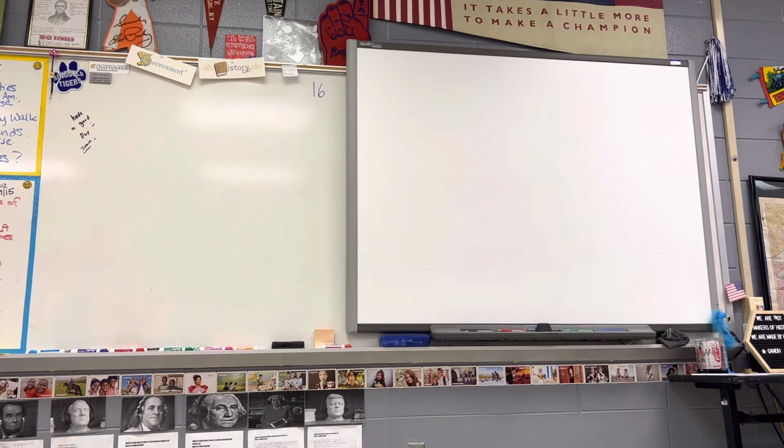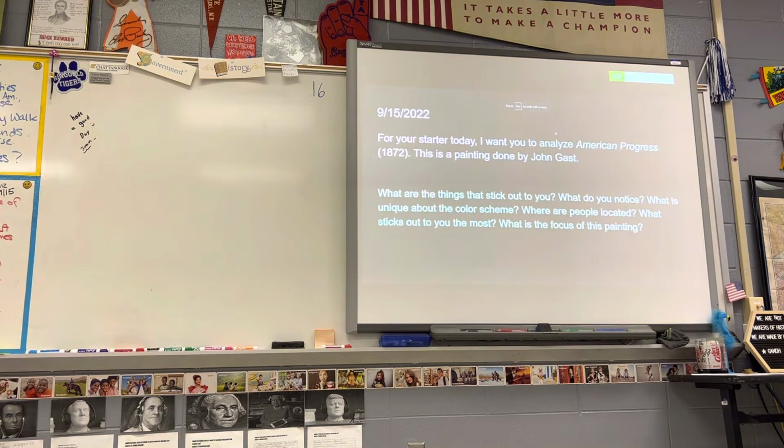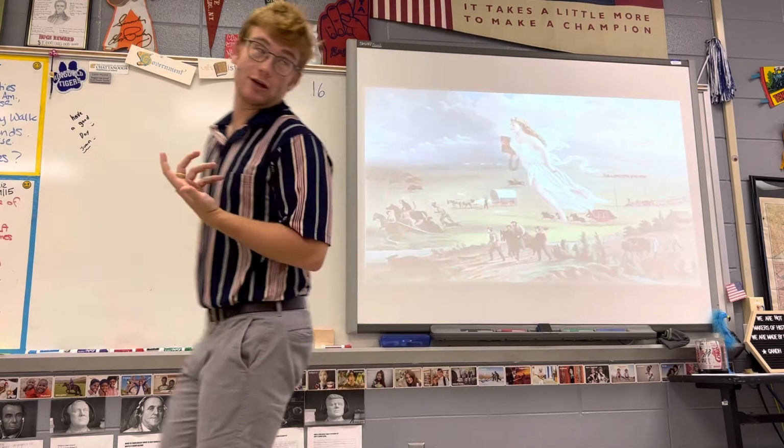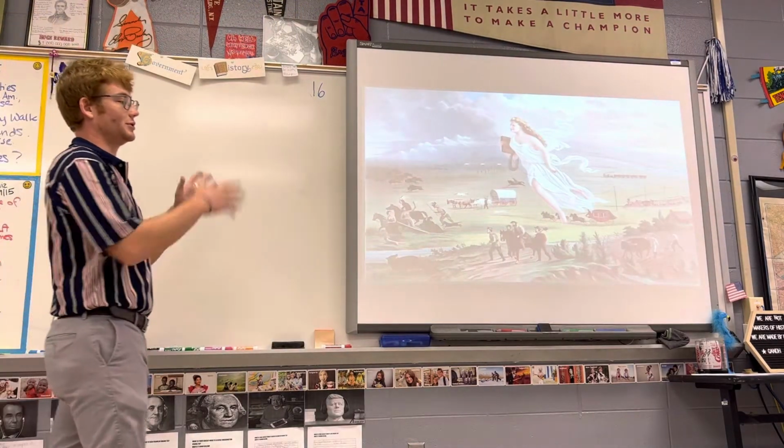Okay, so for our starter today, we're going to analyze this beautiful little angel picture, okay? This is a picture that comes out during the 1870s, and it is representing manifest destiny. Manifest destiny is something we're going to talk about today, so I'm just going to give you a couple minutes, 2-3 minutes. I want you to look at the picture.